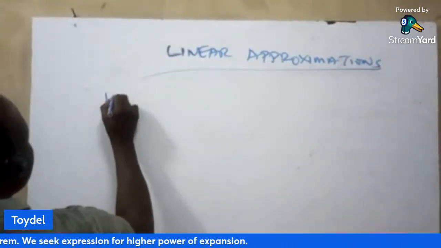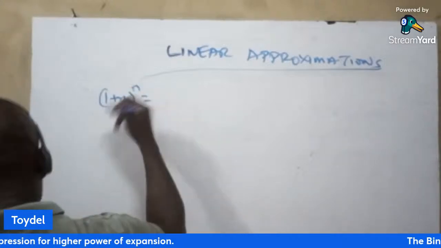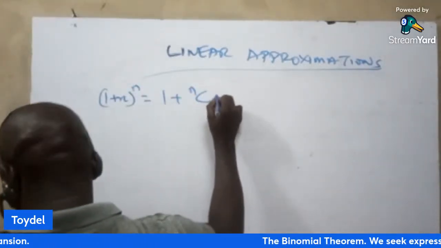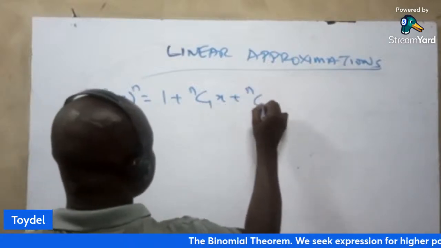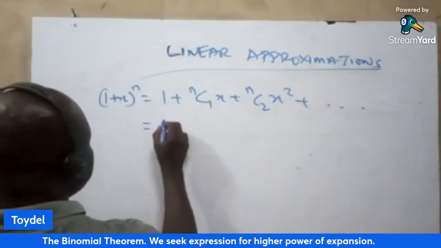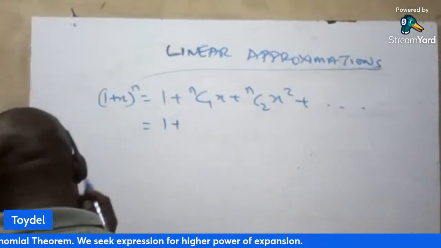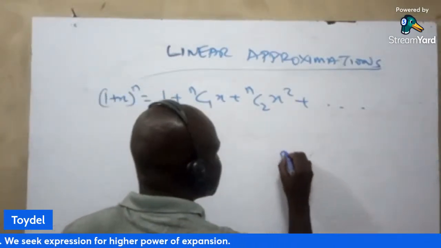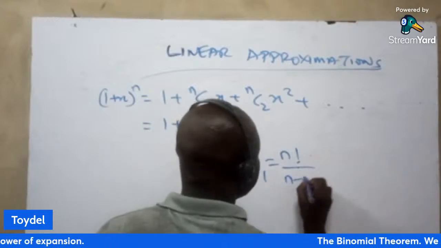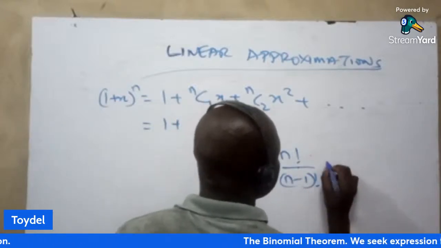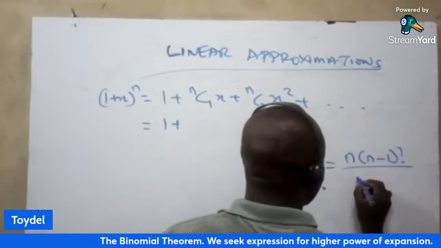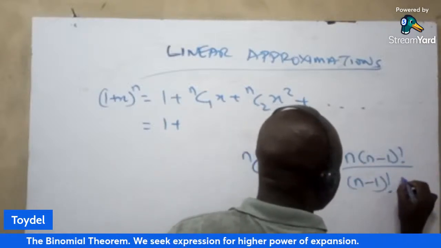If we have 1 plus x, everything raised to power n, of course, we know what to do. The first one will be 1, plus n combination 1 x, plus n combination 2 x squared, plus dot dot dot. Then at the end of the day, this can be equal to 1 plus, when we find n combination 1, of course, that will be n factorial over n minus 1 factorial, 1 factorial. Then if I want to reduce it, this will be n into bracket n minus 1 factorial all over n minus 1 factorial. 1 factorial is 1.